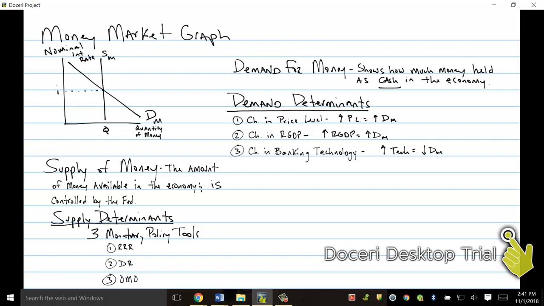And remember, our money market graph is just like any other graph. An increase is a shift to the right. A decrease is going to be a shift to the left.